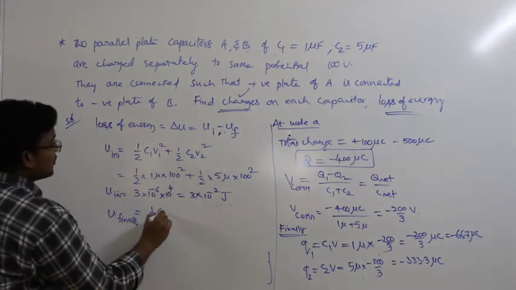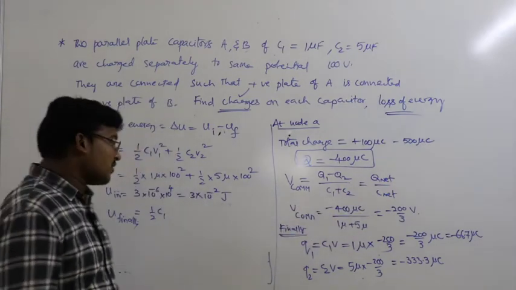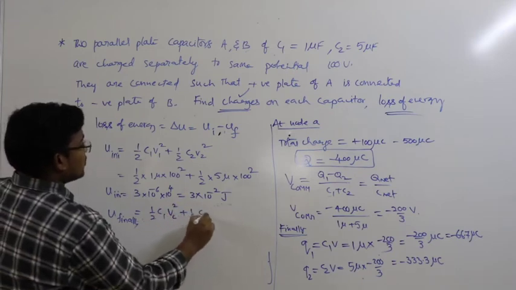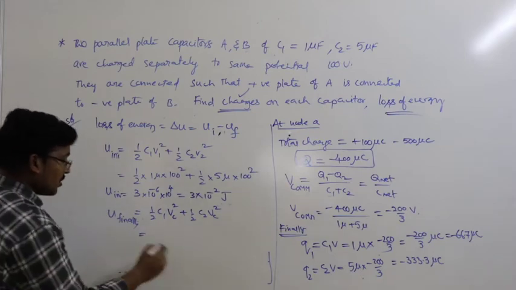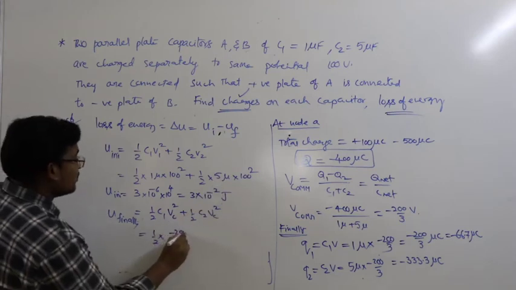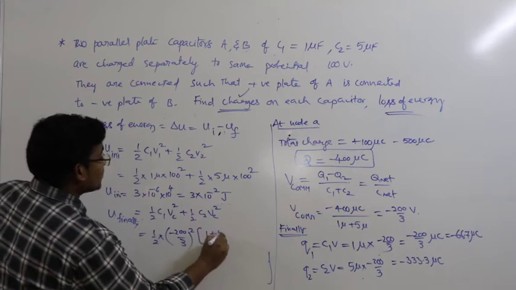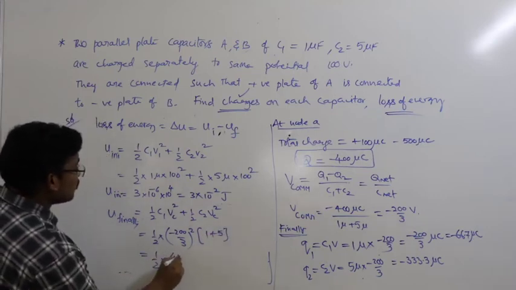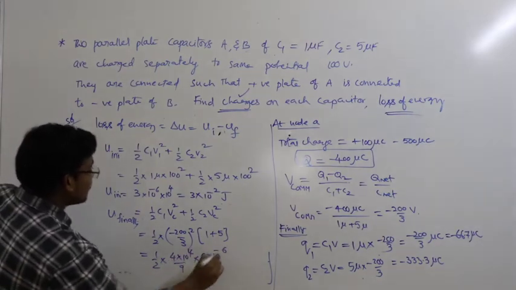And finally, again half C1 into the common potential we got, minus 200 by 3 for both of them. Half C1 V common square plus half C2 V common square. You can take half V common square common, so half into minus 200 by 3 whole square into C1 plus C2, which is 1 plus 5, 6. So half into 4 into 10 power 4 by 9 into 6 microfarad, that is 10 power minus 6.